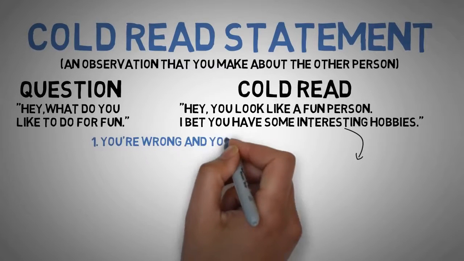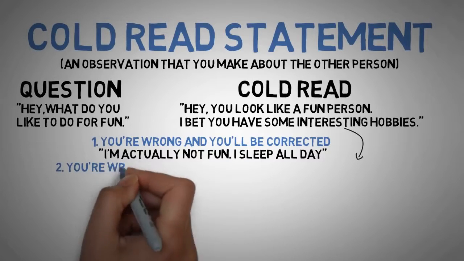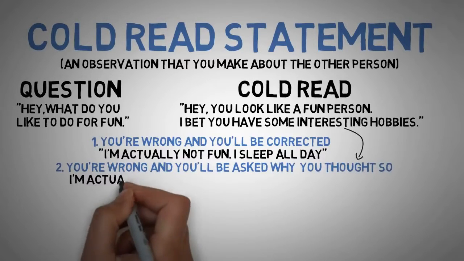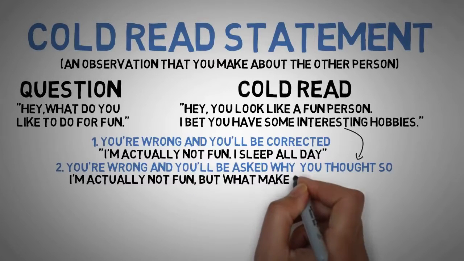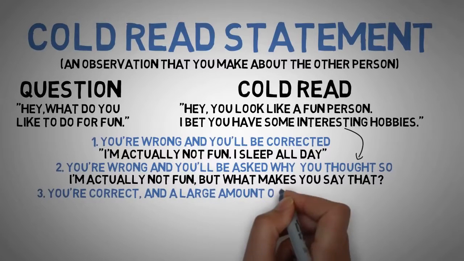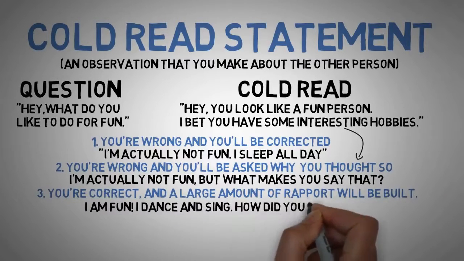Number 1, you're wrong and they'll correct you. I'm actually not fun. I sleep all day. Number 2, you're wrong, but you'll be asked why you thought so. I'm actually not fun, but I'm curious as to why you thought that I was. And number 3, you're correct and a large amount of rapport will be built instantaneously. I am fun. I love to dance and sing, but how did you know?